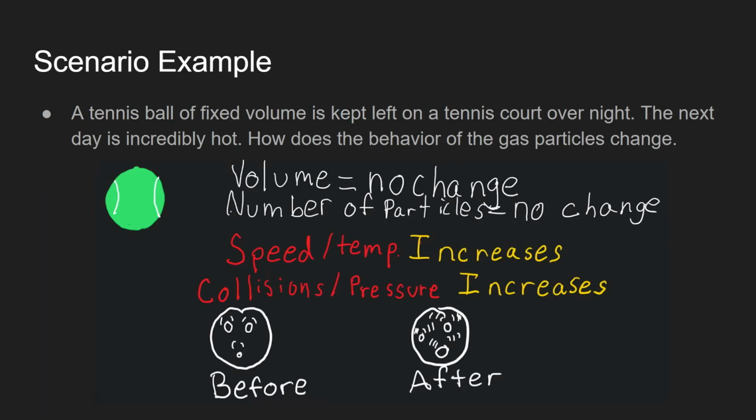Now, looking at our scenario, a tennis ball of fixed volume is left on a tennis court overnight. The next day is incredibly hot. How does the behavior of gas particles change? So in this one, we have the volume, which doesn't change as stated in the question, and the number of particles has no change because it's a sealed container, meaning no particles ever go away and none ever come back in. So the speed and collisions are the only ones that can change, because the temperature increases from night to day, and collisions increase because as the speed increases, from what I said before, the collisions also increase.